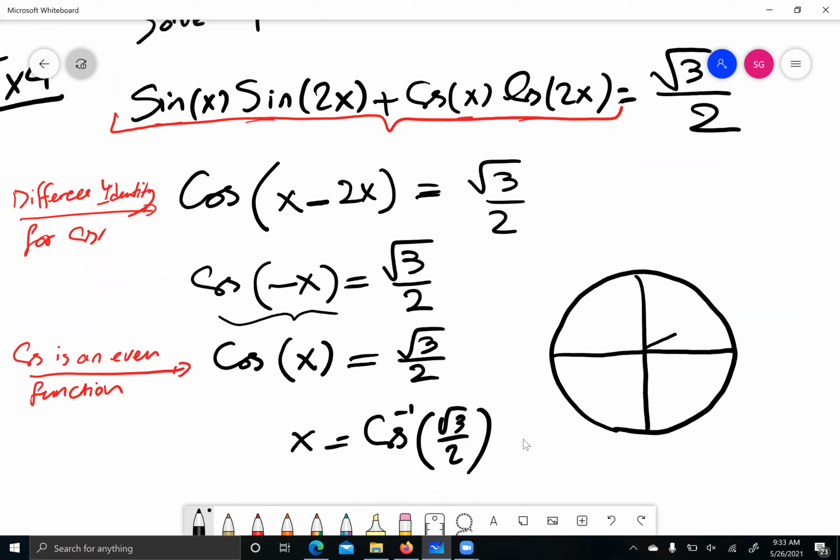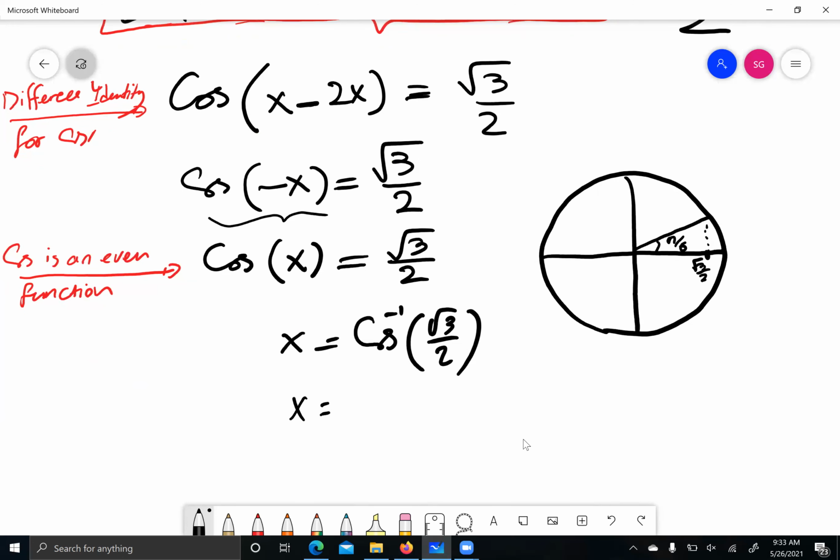So for pi over 6, this is the cosine, which is square root of 3 over 2, right? So x is going to be pi over 6. What else? This angle also has the same cosine. This is negative pi over 6, so it's going to be 2 pi minus pi over 6. It's going to be 11 pi over 6, and so on.